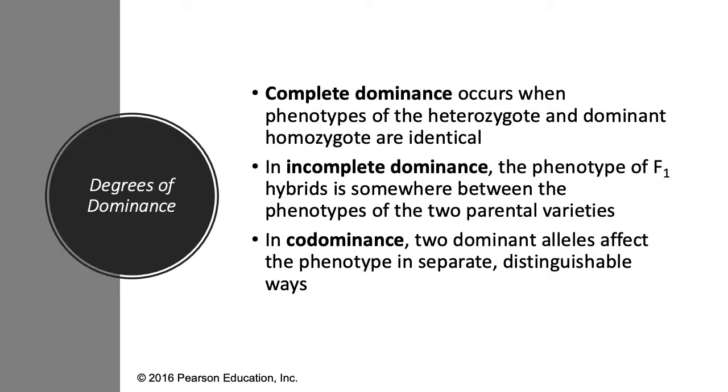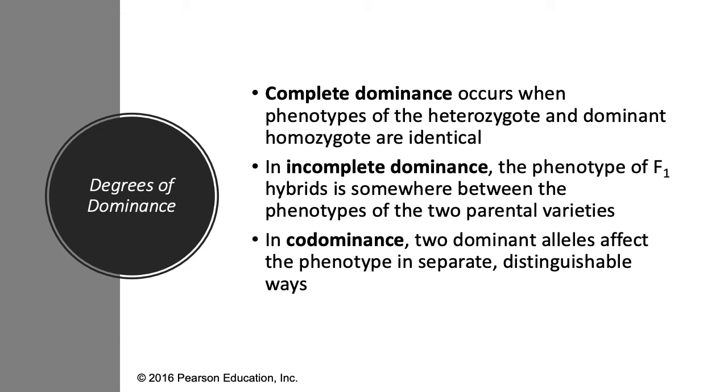Mendelian traits, or traits that follow Mendel's rules, exhibit complete dominance. This means that if the dominant allele is present, the offspring will have the dominant phenotype. You won't be able to tell the difference based on the phenotype between a homozygous dominant individual and a heterozygous individual. A homozygous dominant purple flowering pea plant is going to look the same as a heterozygous purple flowering pea plant. They're both going to be purple.